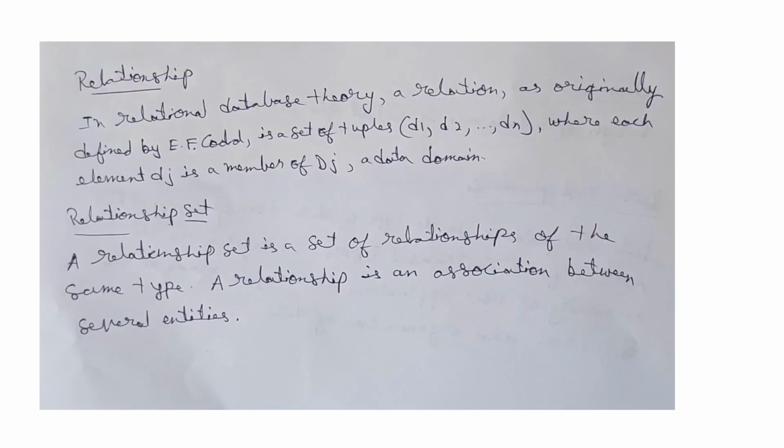Coming to the relationship and relationship set. What is a relationship? In relational database theory, a relation, as originally defined by E. F. Codd, is a set of tuples, where each element is a member of a data domain. That is, it contains a set of tuples like d1, d2 and so on up to dn. This is called a relationship. Coming to the relationship set, a relationship set is a set of relationships of the same type. A relationship is an association between several entities, and the set of such associations is called a relationship set.